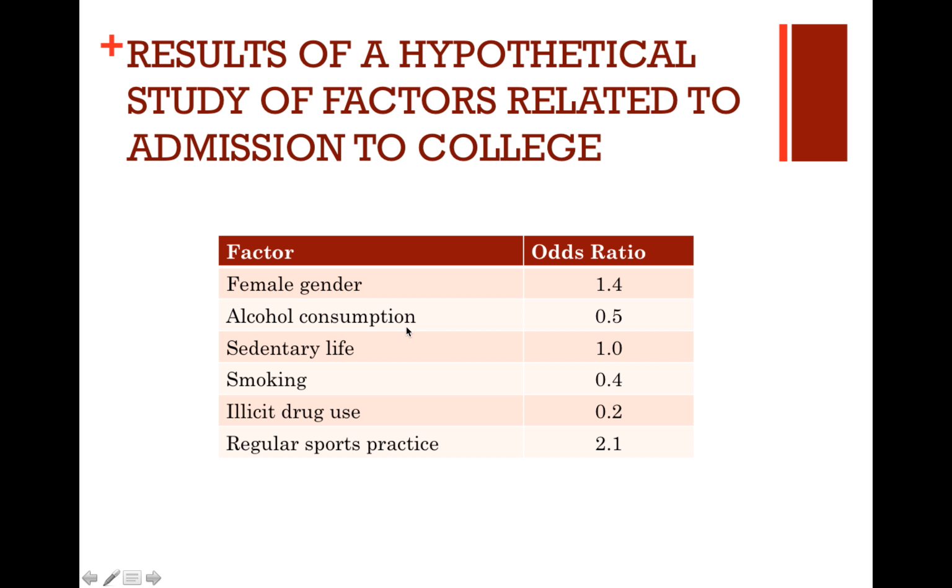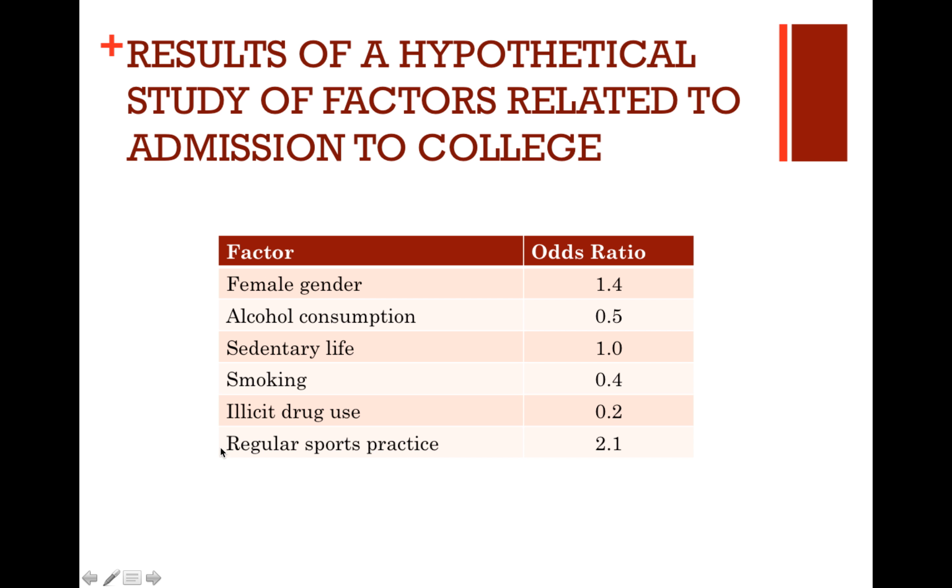Individuals who consumed alcohol compared to those who did not were less likely. Again, this is under 1, so they were less likely, or about 50% less likely to be admitted to college. If you are sedentary, meaning you're not very physically active, there's no association with college admissions. So what do you think about smoking? Are smokers more or less likely to be admitted to college? Well, the number is less than 1, and it's pretty far away from 1. So smokers are less likely to be admitted to college. They're about 60% less likely. And illicit drug users are even less likely to be admitted to college.